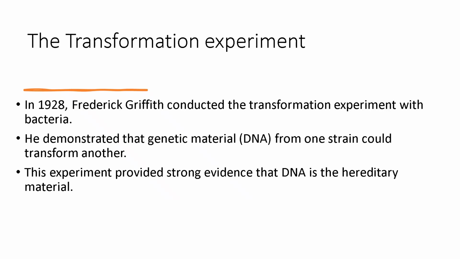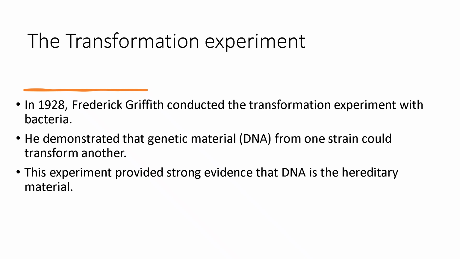In 1928, Frederick Griffith conducted an experiment using Streptococcus pneumoniae. He discovered that genetic material from a heat-killed, virulent strain could transform a harmless strain into a deadly one. This phenomenon, which he called transformation, offered strong evidence that a heritable substance could pass between organisms even after the donor cells were dead.